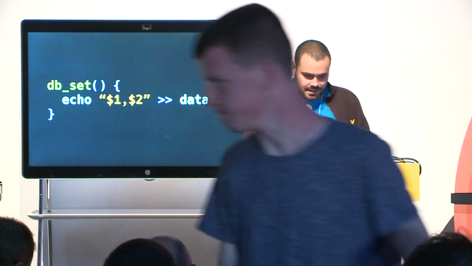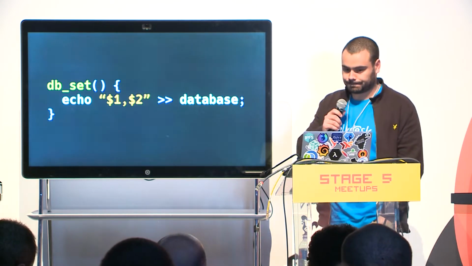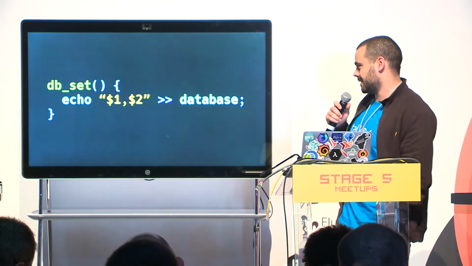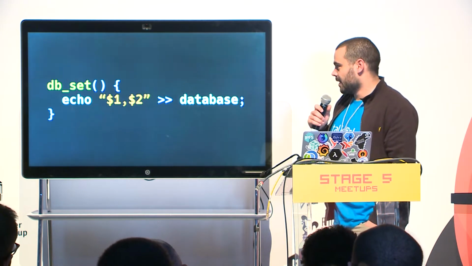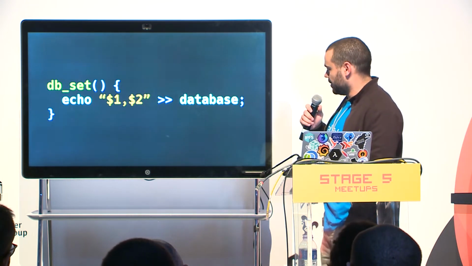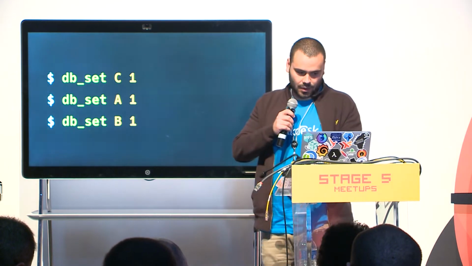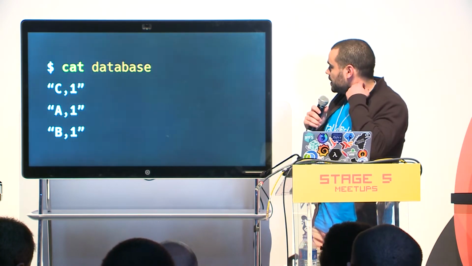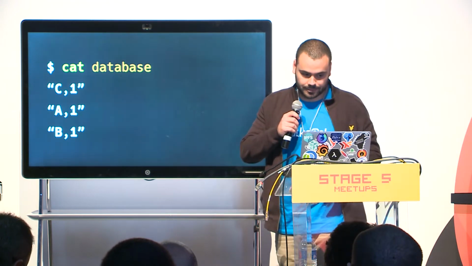So this example is the simplest possible of operations, and this is usually called a log, an append-only immutable log. If you look at it, every time that we call db set, we are appending a key and a value to a database file. So if you call it with C1, A1, and B1, and read what is in the database file, it will be something like this: a key and a value.